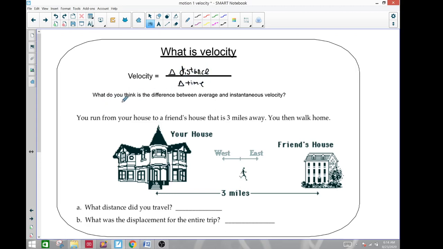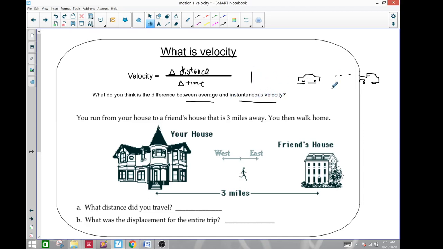What do you think is the difference between average and instantaneous? An average would be different than instantaneous. The difference is that if you're driving your car down the highway, and all of a sudden a cop down the way hits you with a radar gun, they're getting your instantaneous speed at that point.